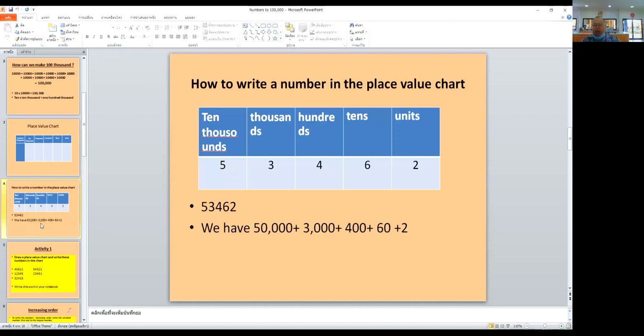Under hundreds, you write 4 because we have 4 hundreds in the number. Under tens, you write 6 because we have 6 tens. And in our units value, we write 2 because you have 2 units in the number 53,462.